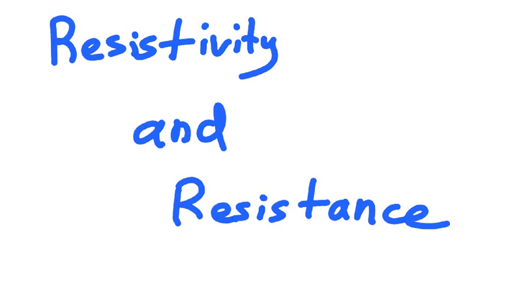So instead, we need to talk about this in a little more detail using the terms resistivity and resistance, and how those define not just whether an electron can flow through this object or through this material, but how well it can flow through.